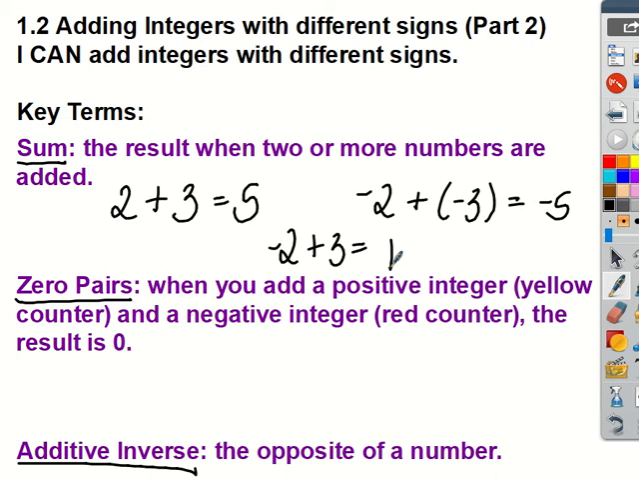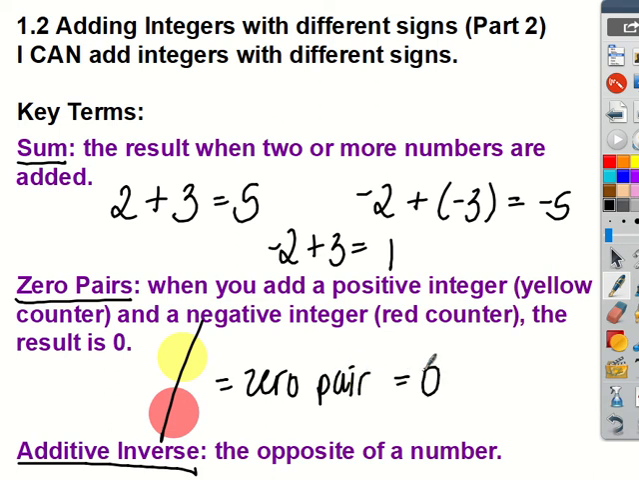Zero pairs you guys have heard and we've talked a lot about over the course of the last couple days. It's when you add a positive integer. Remember, our positives are our yellows or our R's or our Y's or our pluses or whatever it is you want to call it. And then we have a red to that. Together they cancel out, known as a zero pair, that is equal to 0.